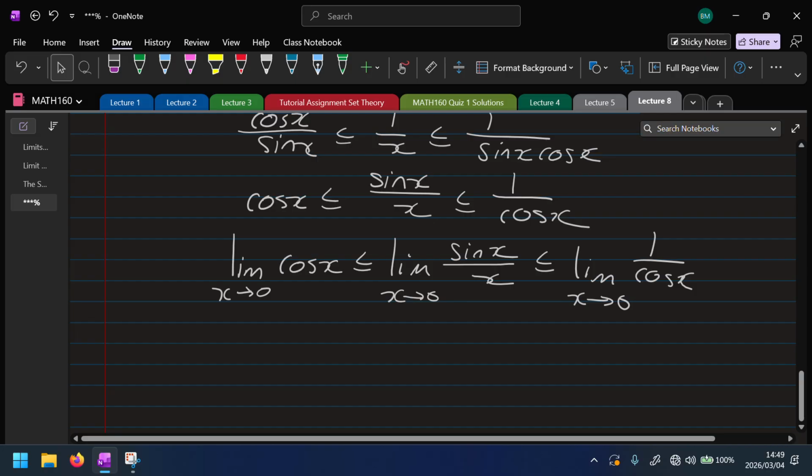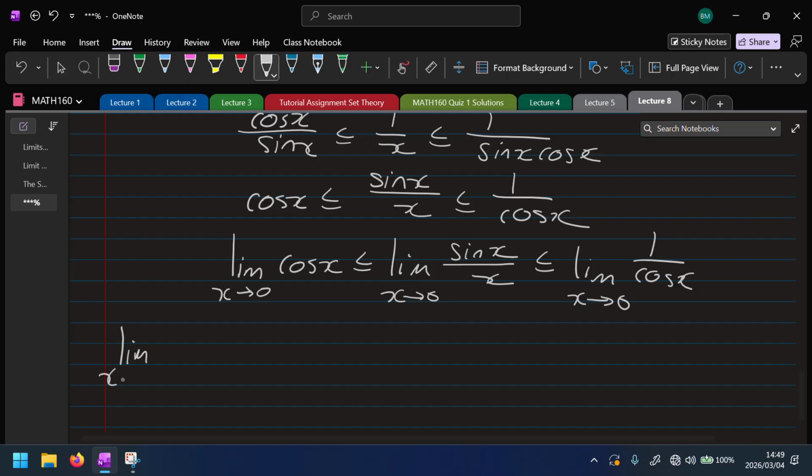So we have the limit as x goes to 0 of cos x. Okay, think of the cos graph. x is going to 0. Cos x goes to 1. Good. Let's look at the last one.